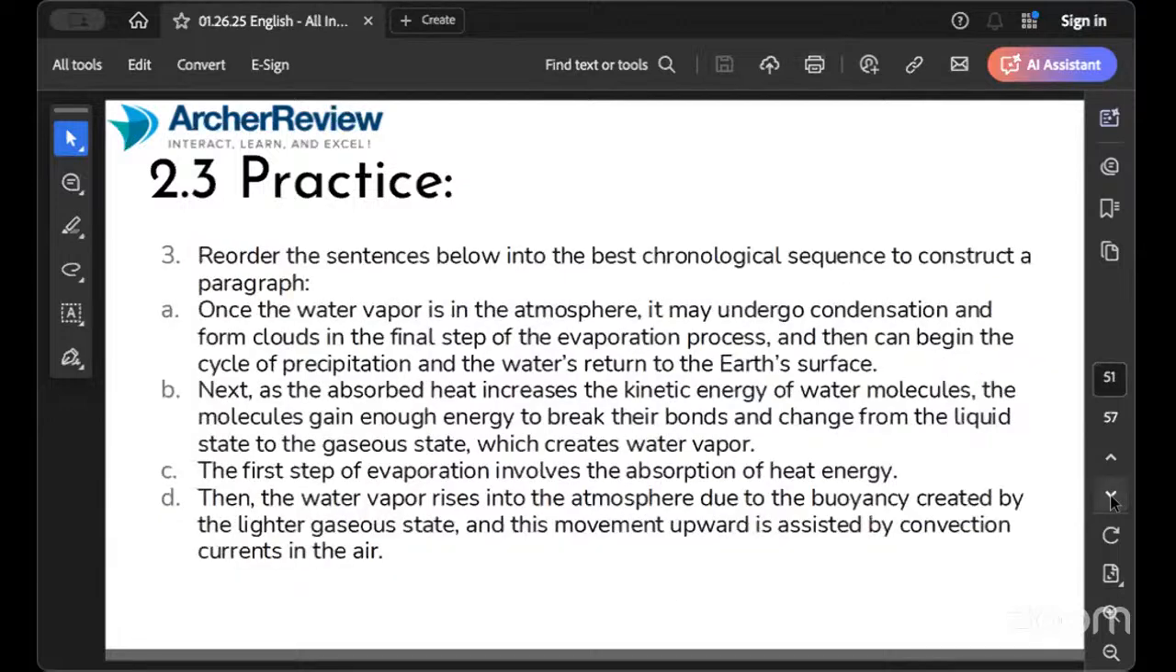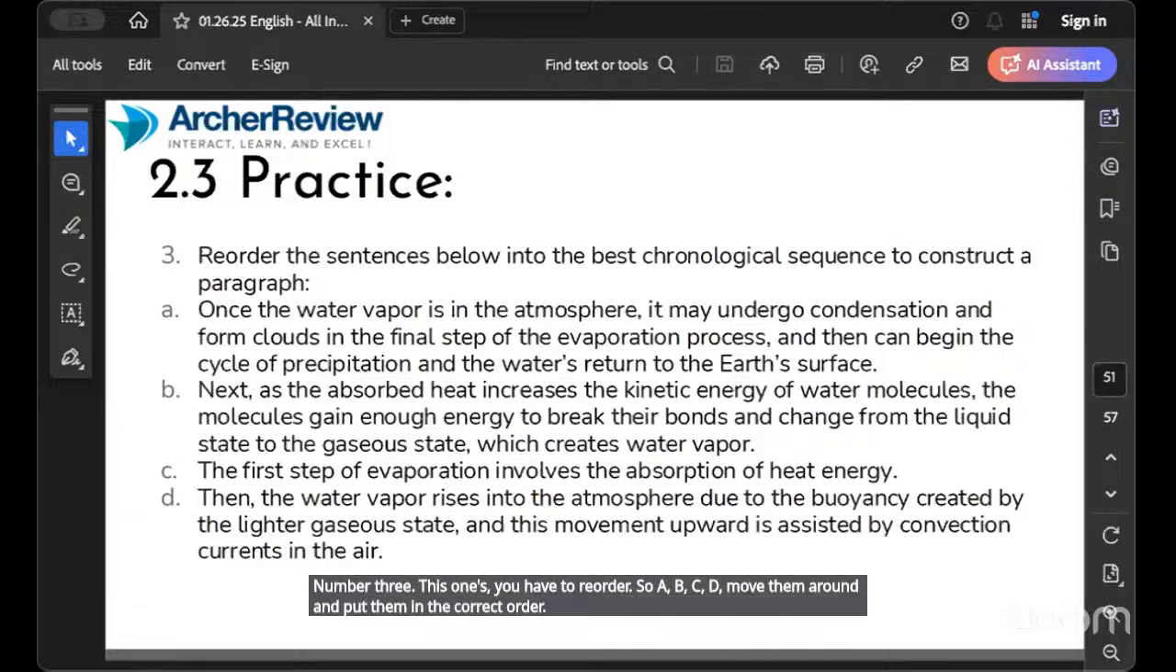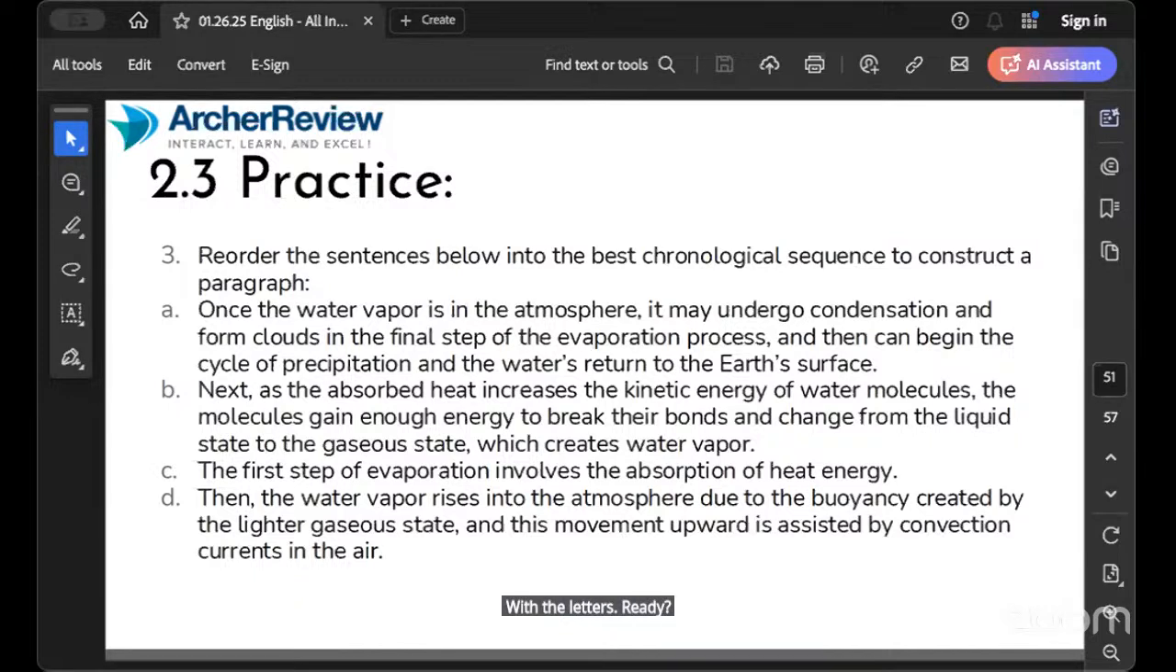All right, let's take a look at this one, see how you do. Number 3. This one, you have to reorder. So A, B, C, D, move them around and put them in the correct order with the letters. Ready, set, and go.